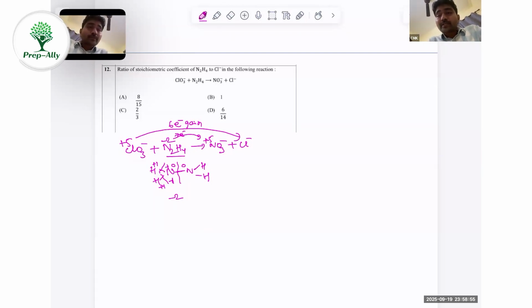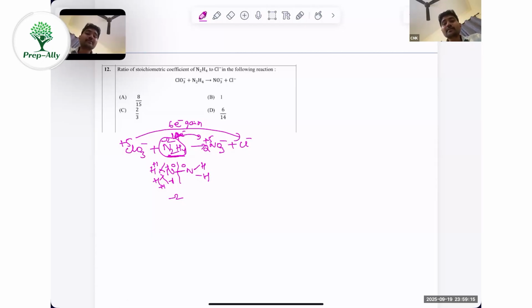N2H4, on the left hand side only one N2H4 is there. Right hand side it should be 2 NO3 minus. So 2 into 7 means 14 electrons. One molecule is losing 14 electrons, so 14 is the n factor. Once again, loss of 14 electrons in hydrazine, and you will get 2 nitrate ions. Since hydrazine is one molecule, n factor of hydrazine should be 14.